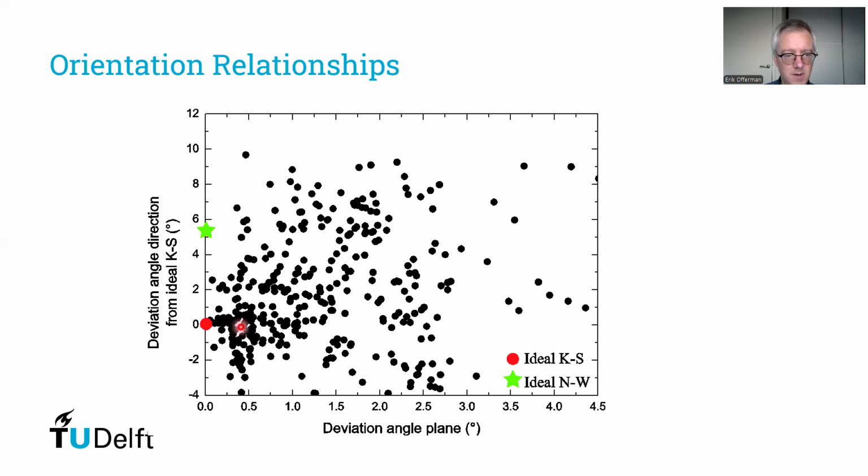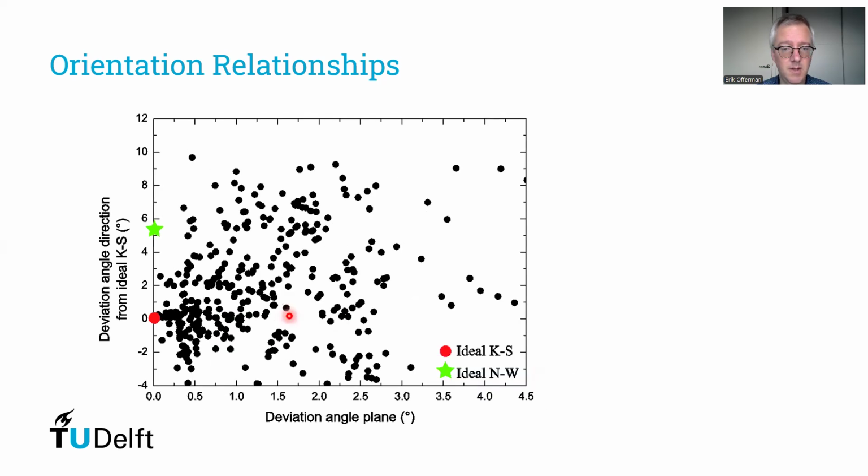And a lot of points show a near KS orientation relation, but also some deviations of a few degrees in the plane direction from that. And also a deviation in the angular direction. So there is not a perfect KS or Nishiyama-Wassermann orientation relation, but close to it in many cases.